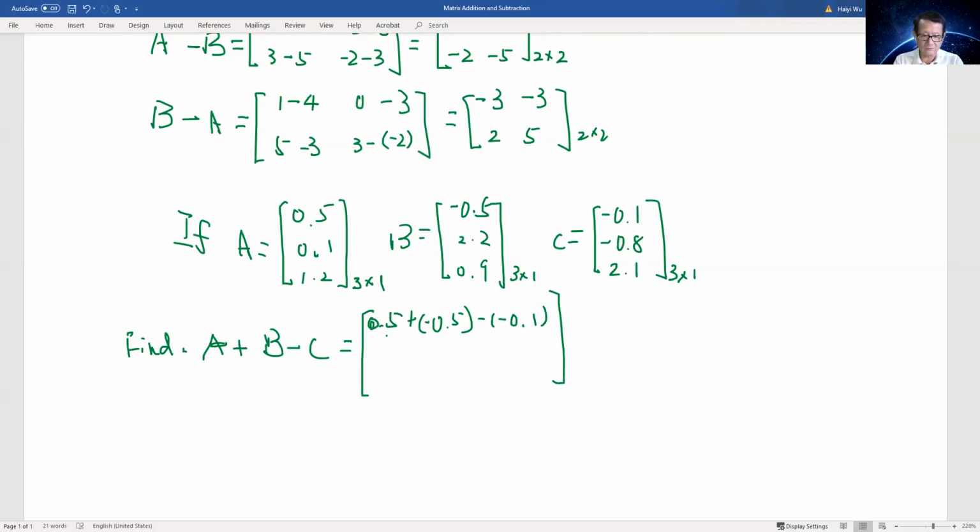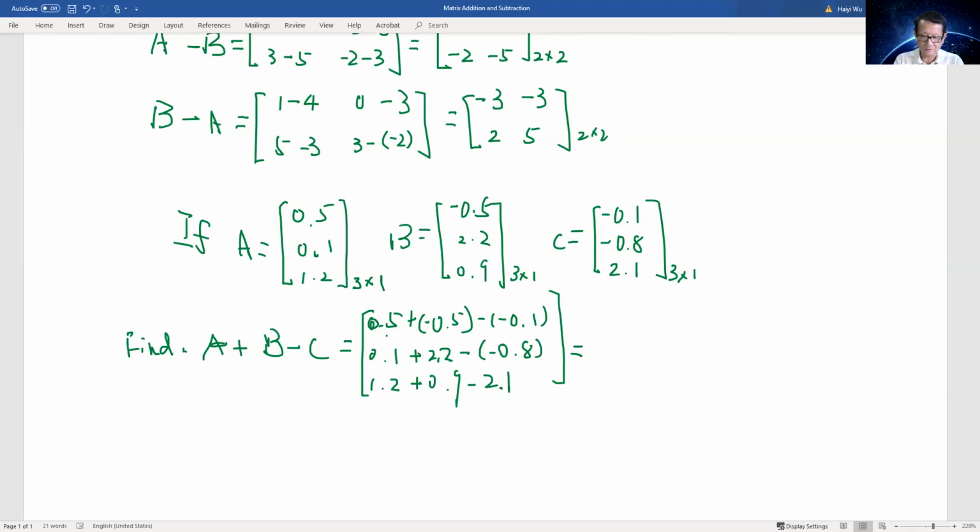The second row will be, starting from 0.1, plus 2.2, which is the corresponding element, then minus 0.8. Lastly, it will be 1.2 plus 0.9 and minus 2.1. So we just add or minus the corresponding elements. Let's work out the answers.